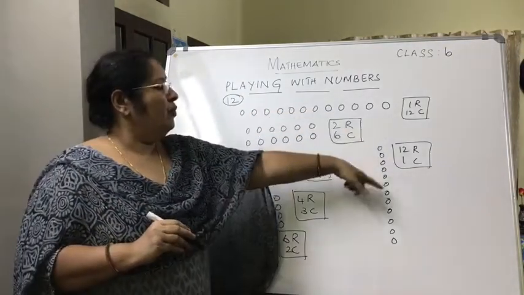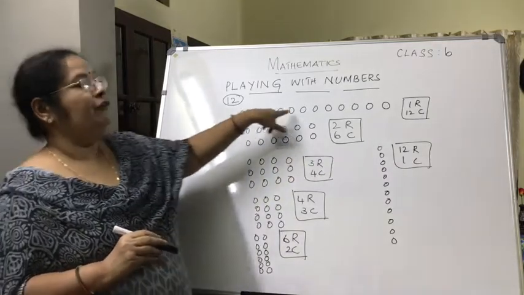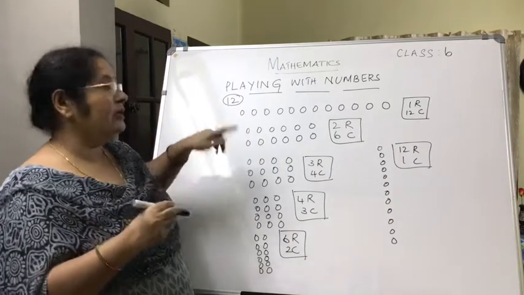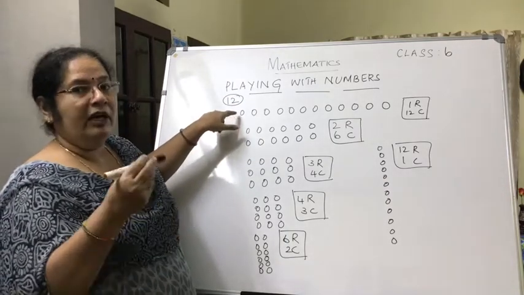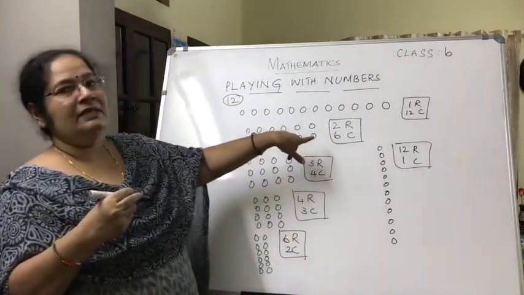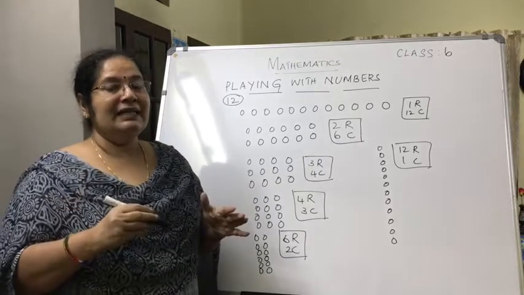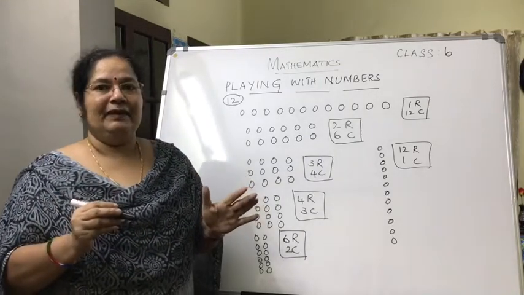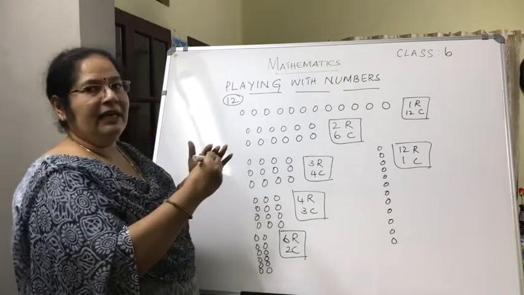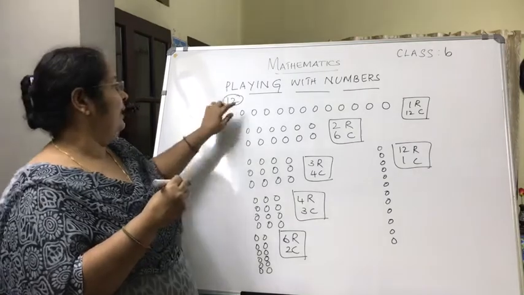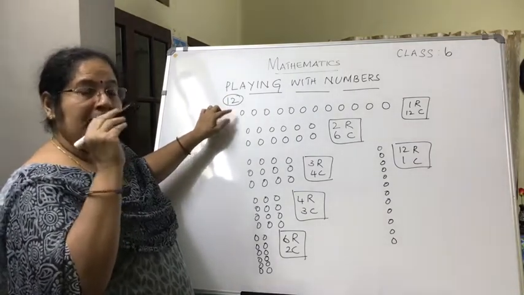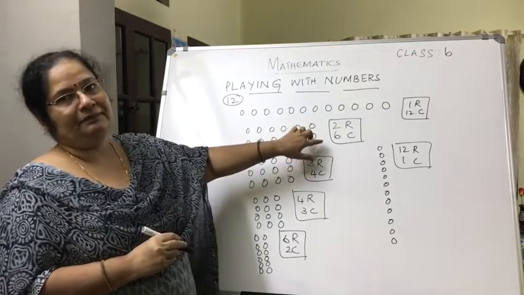Now these rows and columns into which we can represent the beads. Now the bead actually is our number. What I meant is the number 12. So all these rows and columns actually represent its factors. Factor means in which all ways you can multiply in such a way that you will get the required number, then those numbers are called its factors.